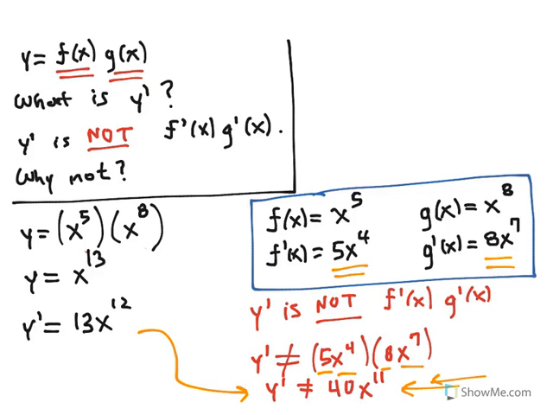So the bottom line is, if you have y as a product of two differentiable functions f and g, y prime is not f prime of x times g prime of x. It is something else. What is that rule for finding the derivative of a product of two differentiable functions? It's called the product rule, and we will see what the product rule is and why it's true now.